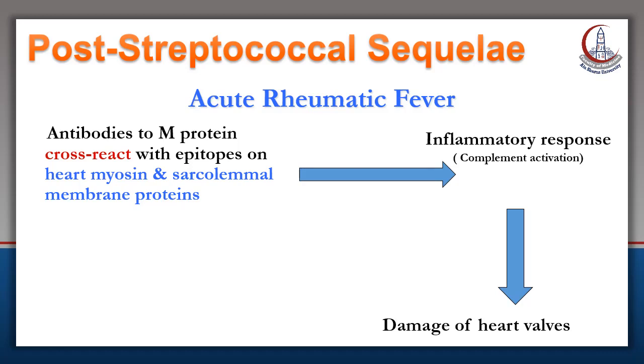Acute rheumatic fever occurs as a post-streptococcal sequela. It occurs after streptococcal infection in the throat, with repeated attacks of throat infection with Streptococcus pyogenes, leading to formation of antibodies against M protein. These antibodies cross-react with epitopes present in the heart myocytes and valve membrane proteins, which leads to complement activation and inflammatory response. At the end, it results in damage of the heart valve.